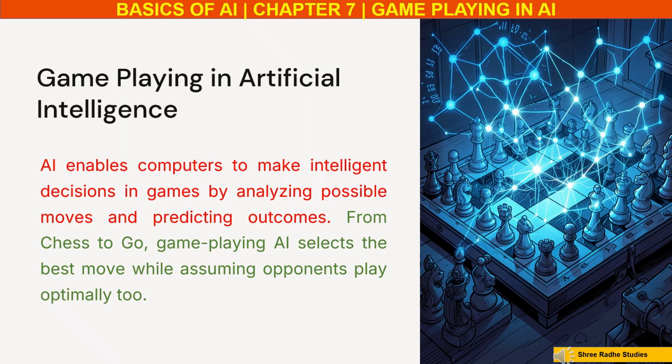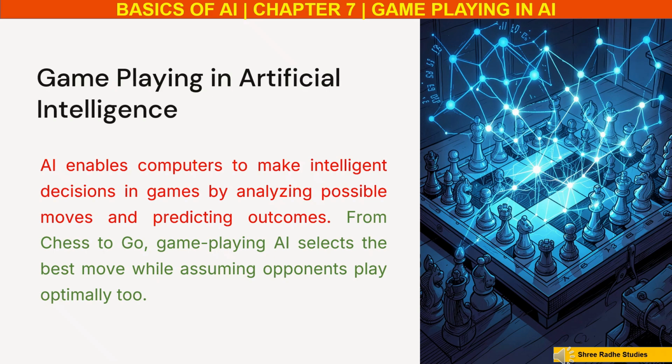Slide 1, Game playing in artificial intelligence. Let's first understand what game playing in AI actually means. Whenever humans play a game, we think before making a move. We try to predict what our opponent might do next and then choose the best strategy. Artificial intelligence works in almost the same way. Instead of making random moves, AI analyzes every possible move, predicts future outcomes, and finally selects the move that gives it the highest chance of winning.